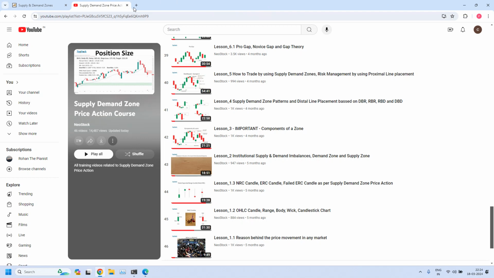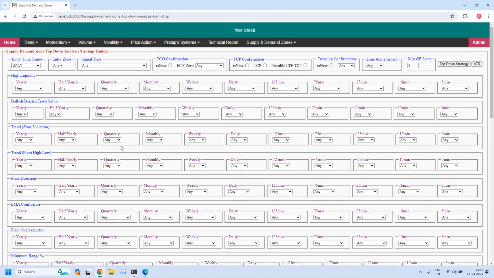Now let's get into report generation with the help of NeoStock Software's supply demand zone top-down analysis strategy builder. First we will generate the bullish trade setup for the monthly income trade.